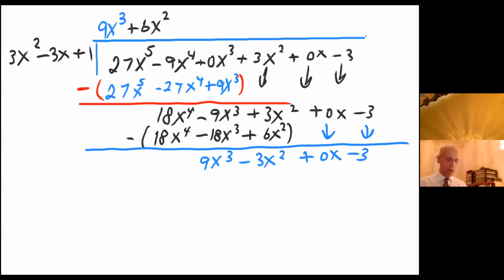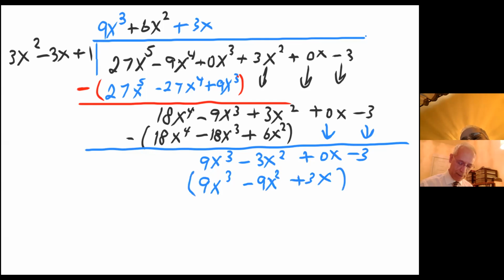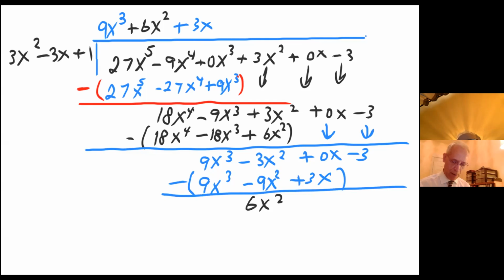Okay. Moving on, now what do I need up there? I need a positive 3x to get 9x^3 here. Then I get minus 9x^2 and plus 3x. And if I subtract this, so this is nothing. This gives me positive 9x^2 minus 3x^2, so 6x^2, minus 3x, and bring the minus 3 down.